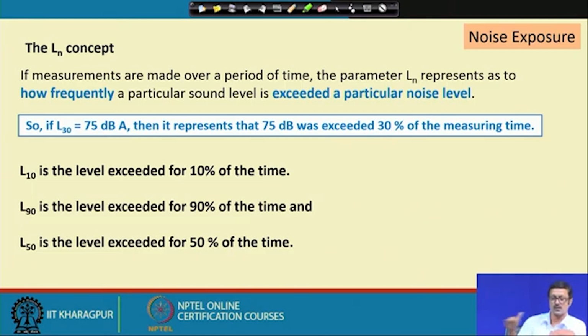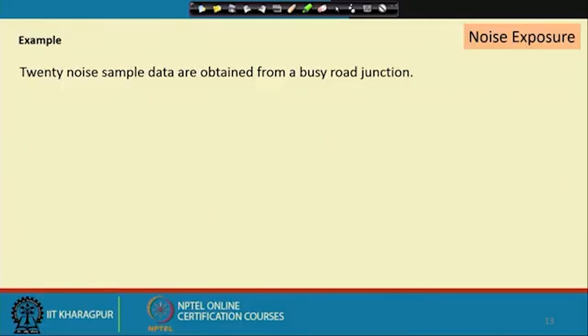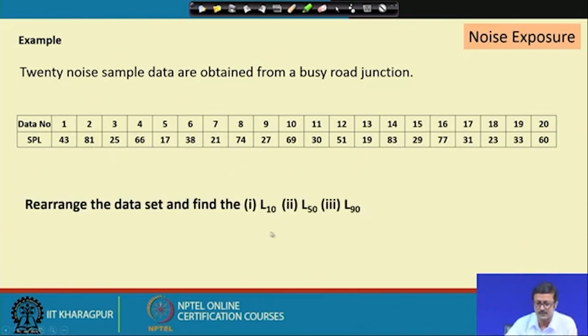This is the median point of view, the 50% of the time how much is more than that particular level. So, let us say I have 20 noise sample data I have obtained, suppose from a busy road station junction, and those are data number 1, 2, 3, 4 to 20, and those are the SPL levels, and I want to find out these 3 levels: L10, L50 and L90.